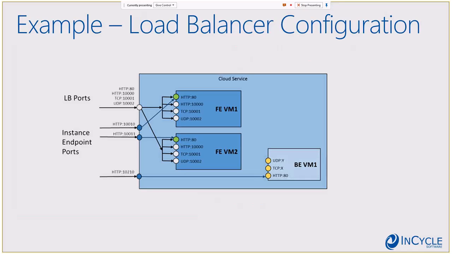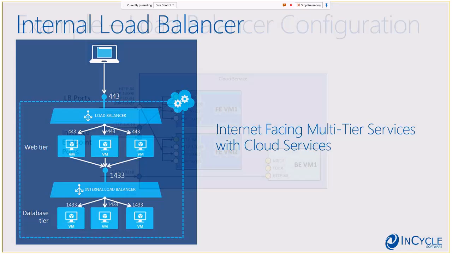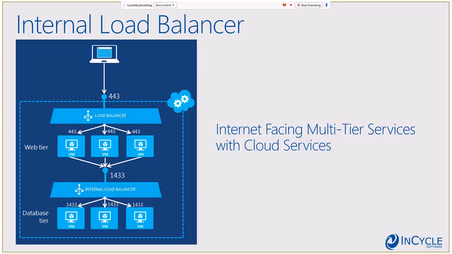The other load balancing option with Azure is an internal load balancer. This is something that you'll have to manually configure using PowerShell. And one of the nice capabilities is providing multi-tiered service within a singular cloud service. So in this scenario, we're taking SSL port 443, distributing and using the Azure load balancer to distribute across a web tier series of VMs. But now I want to use an internal load balancer to distribute the backend database load.